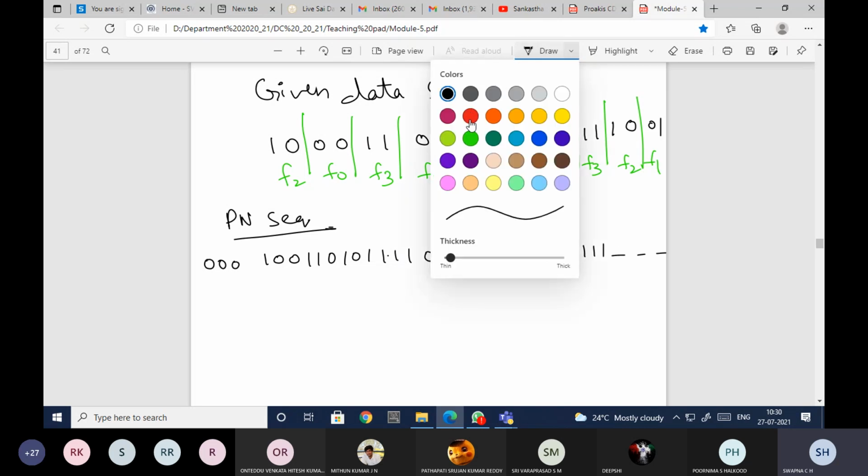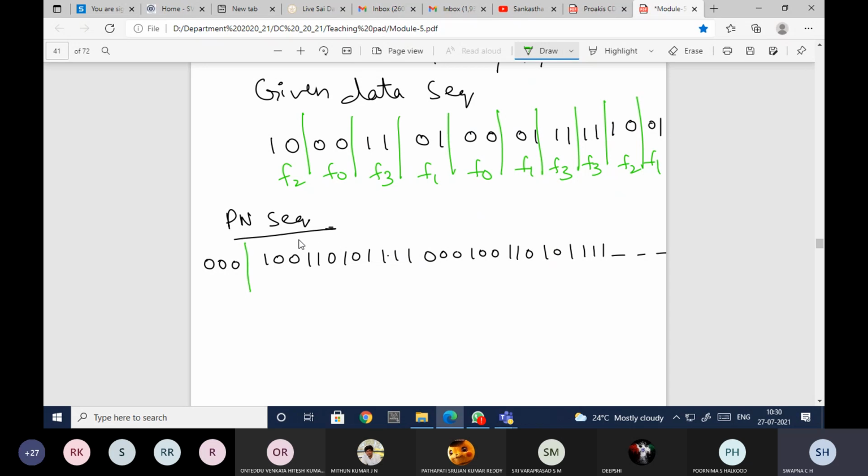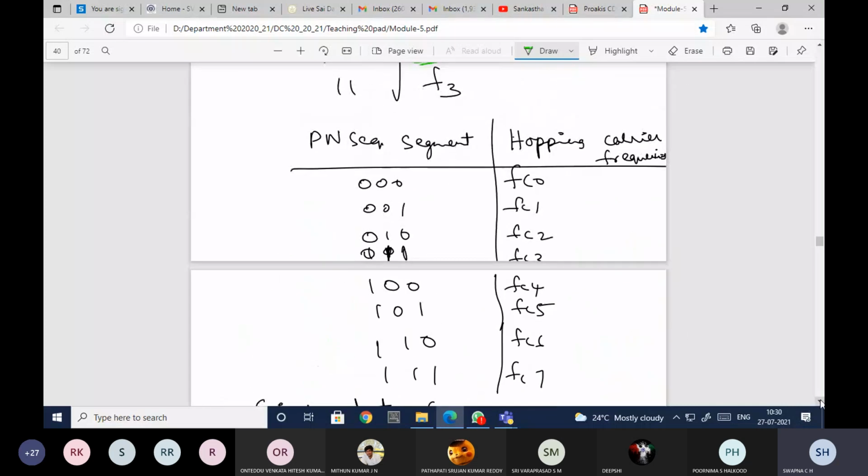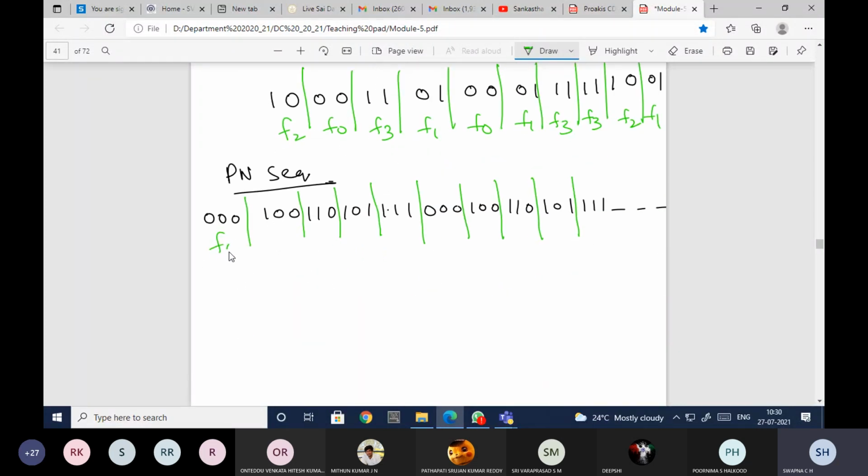Now again we need to divide this into 3 bits, because he has given 3 bits in each PN segment. So 3 bits, 3 bits like this. 000 is nothing but F0. Using these frequencies we need to allot here. 000 is F0, 100 is F4, 110 is F6, 101 is F5, 111 is F7, then F0, F4, F6, F5, F7. Okay, this is how it will be.